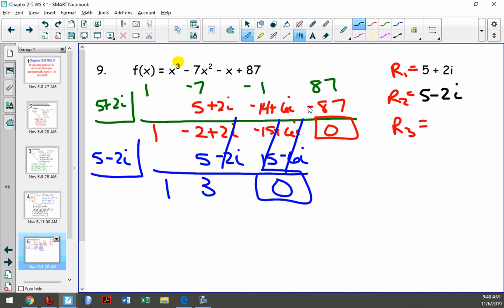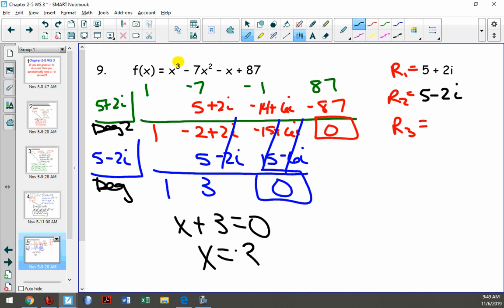What degree am I at now? This was degree 2 up here, and now this is degree 1 here, which means x plus 3 is equal to 0, meaning x equals -3 is my final root. Do we all understand that, yes or no?